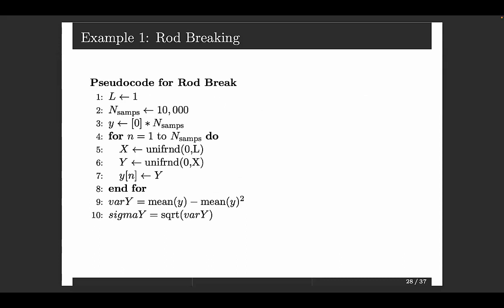To make this more concrete, I set L equal to 1 meter. The total number of samples we're going to draw is 10,000, and then I set up an array Y, which has a length of 10,000. I first draw a sample of X from a uniform distribution from 0 to L. Then based on what X is, I draw a sample Y from a uniform distribution from 0 to X. Then I save the values into an array. I can then, based on that array, compute the variance and from there, the standard deviation.